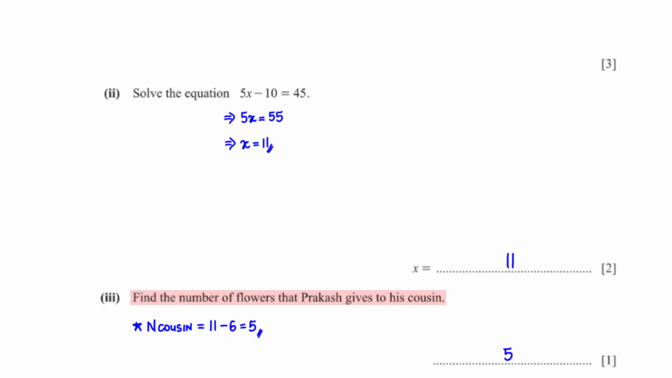Find the number of flowers that Prakash gives to his cousin. In part C(i), we saw that Prakash gave his cousin x minus 6 flowers. Now that we have the value of x to be 11, we have 11 minus 6, which is equal to 5.